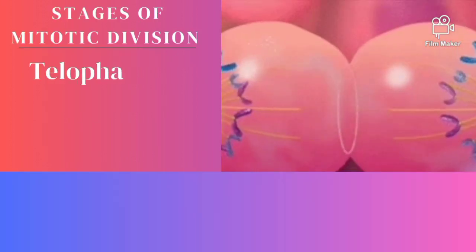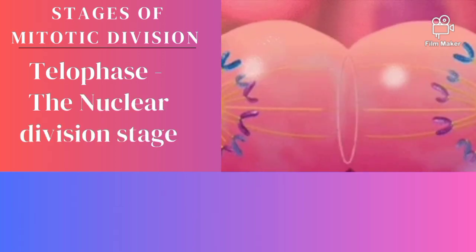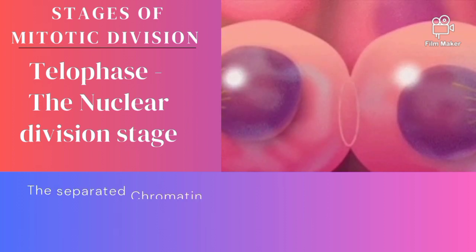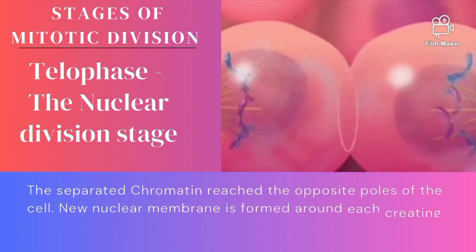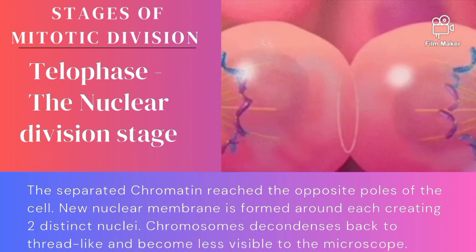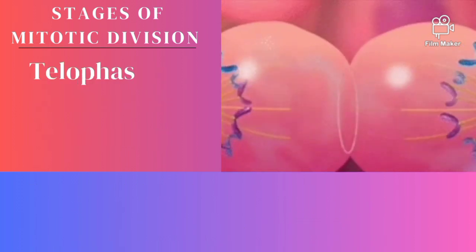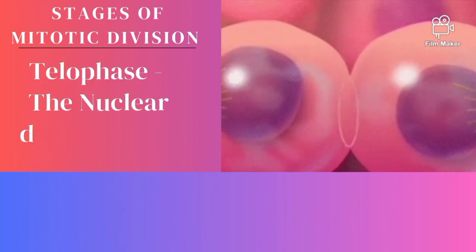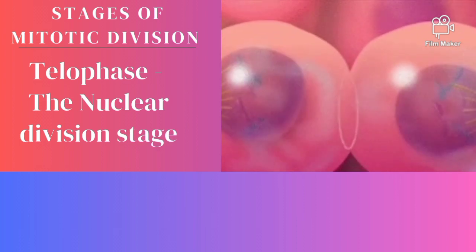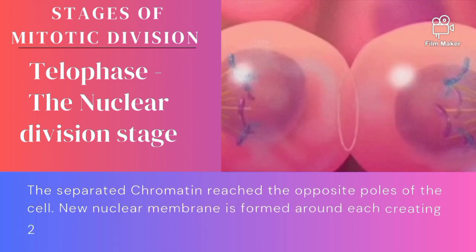The next stage is called telophase. During telophase, the separated chromosomes reach their opposite poles of the cell. New nuclear membranes are formed around each set of chromosomes, creating 2 distinct nuclei. Lastly, the chromosomes begin to decondense back into chromatin, becoming less visible under the microscope. Telophase marks the end of nuclear division.